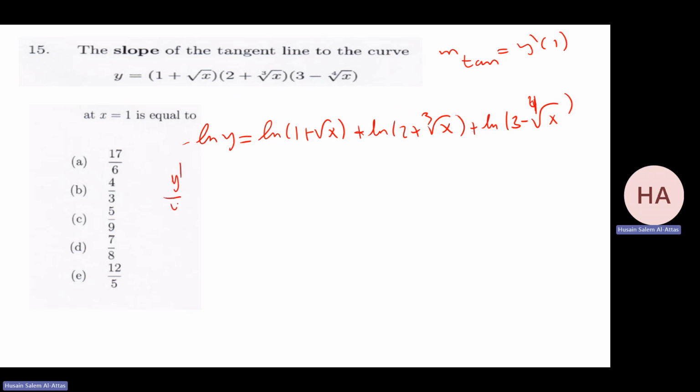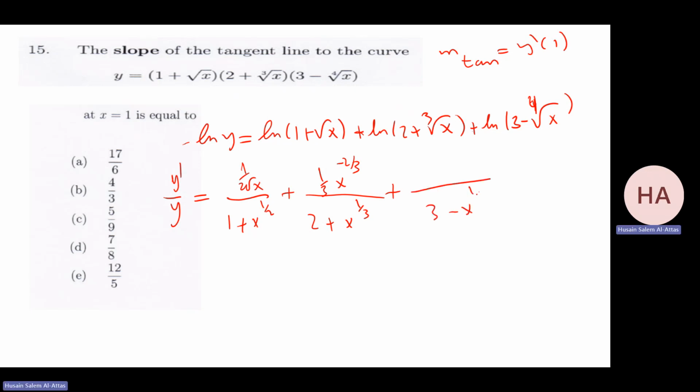Differentiate. So y prime over y will be what? 1 plus x to the power half: here I have 1 over 2 root x. Plus here I have 2 plus x to the power 1 over 3: 1 over 3 x to the power minus 2 over 3. Plus here I have 3 minus x to the power 1 over 4: I have 1 over 4 x to the power minus 3 over 4.